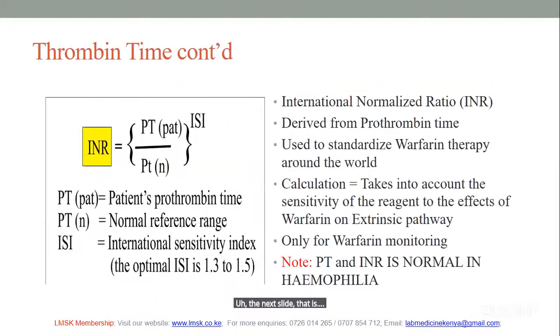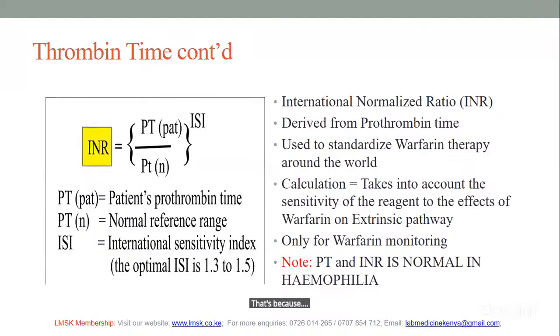Next slide, please. Good. And this is INR. INR, we know how to do. When you're doing INR, you require the patient's plasma. Then we have the normal.